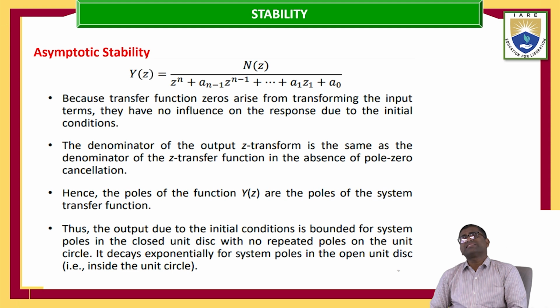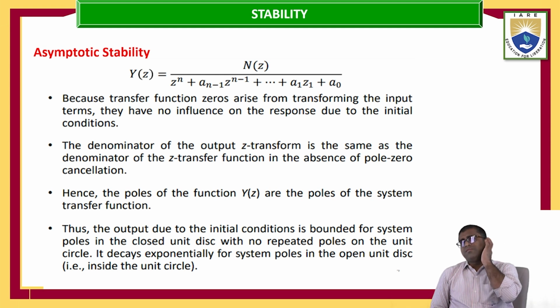We know the pole-zero cancellation method from control systems. Hence the poles of Y of z are the poles of the system transfer function. So finally, the output due to the initial conditions is bounded for system poles in the closed unit disk with no repeated poles on the unit circle.